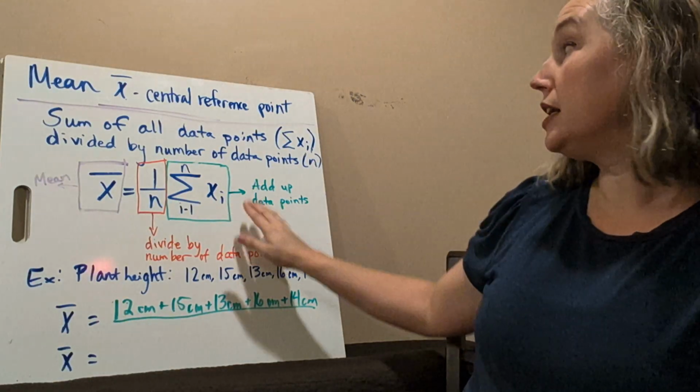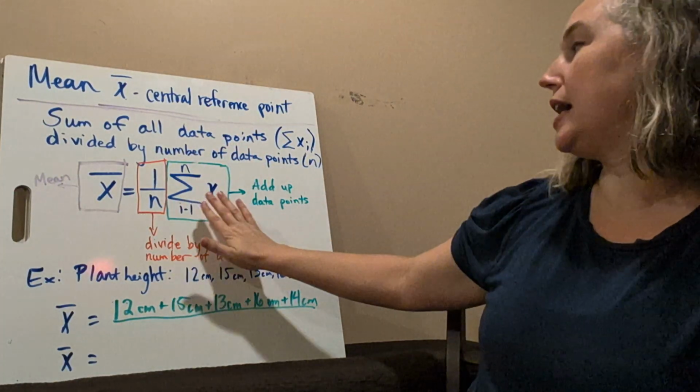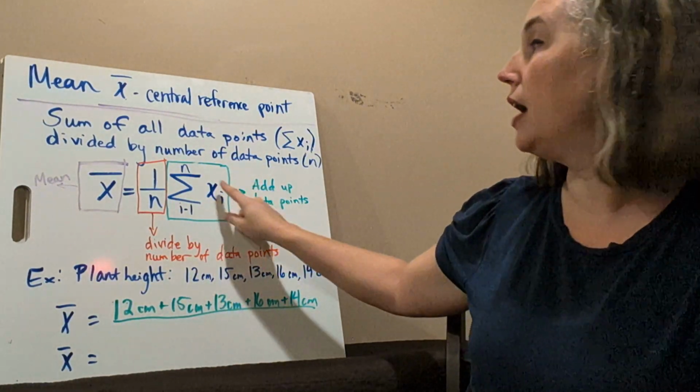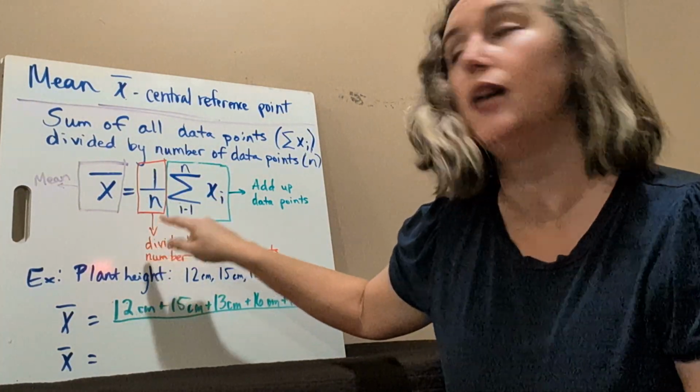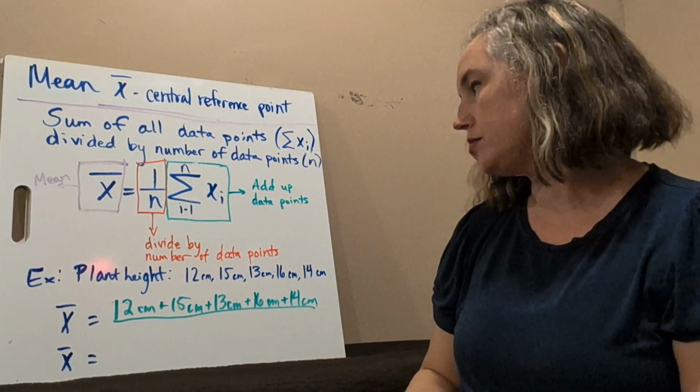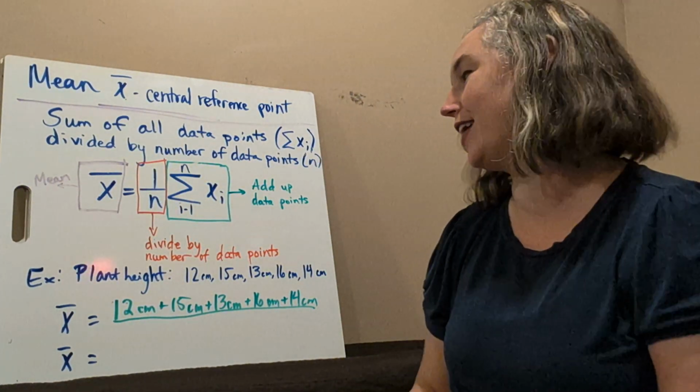So this whole funky part is that whole add up your data points, and the 1 over n is then divide by how many data points you have. And that will give you your mean. So I just don't want you to be scared there.